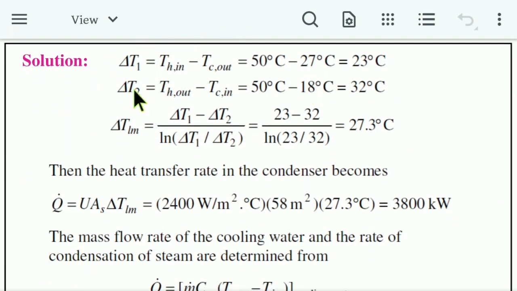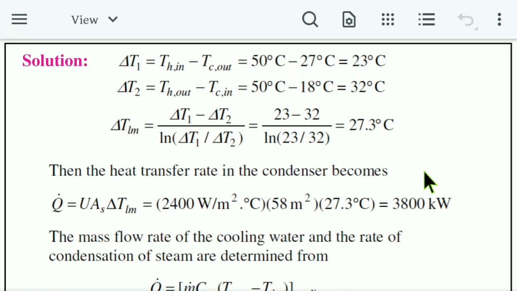From the given data we can write ΔT1 equal to T_H,in minus T_C,out, equal to 50 degrees Celsius minus 27 degrees Celsius, that means 23 degrees Celsius. And ΔT2 is equal to T_H,out minus T_C,in, equal to 50 degrees Celsius minus 18 degrees Celsius, that means 32 degrees Celsius. So ΔT_lm, the log mean temperature difference, we can write as (ΔT1 minus ΔT2) divided by ln(ΔT1/ΔT2). With all these values, 23 minus 32 divided by ln(23/32), the value of ΔT_lm is 27.3 degrees Celsius.